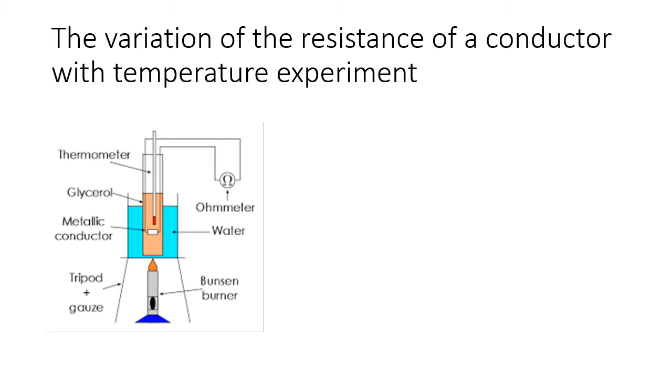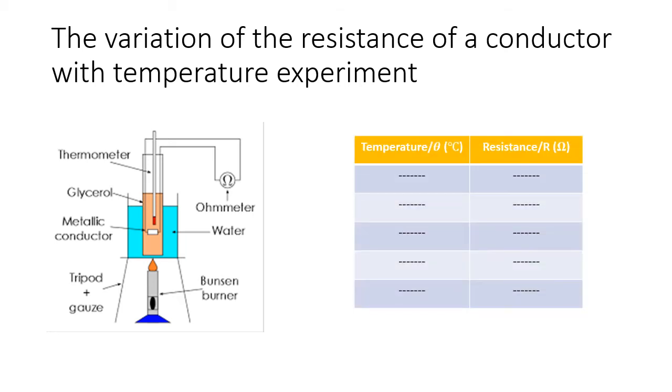The water is heated very slowly to try to maintain thermal equilibrium between the water, glycerol and conductor. Also, the water can be stirred well to obtain the thermal equilibrium between them. And before taking the resistance reading, take out the burner and wait until the temperature becomes steady. Similarly, take a number of resistance readings at higher temperatures.